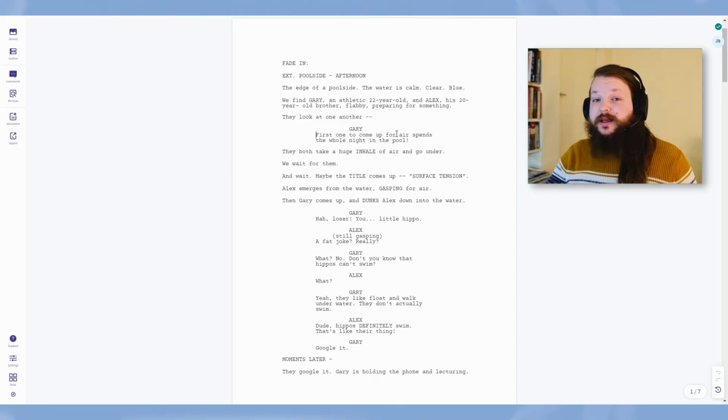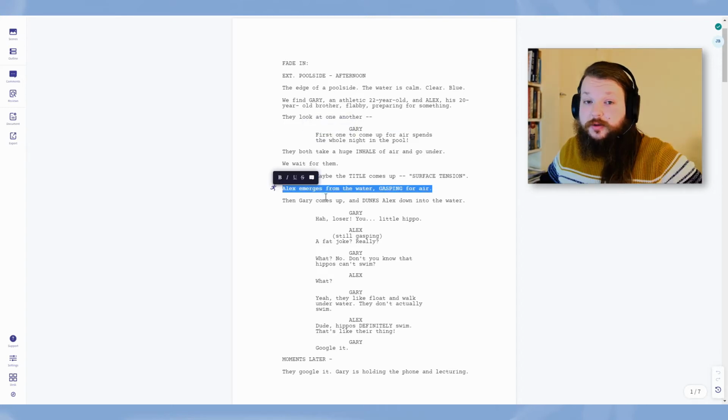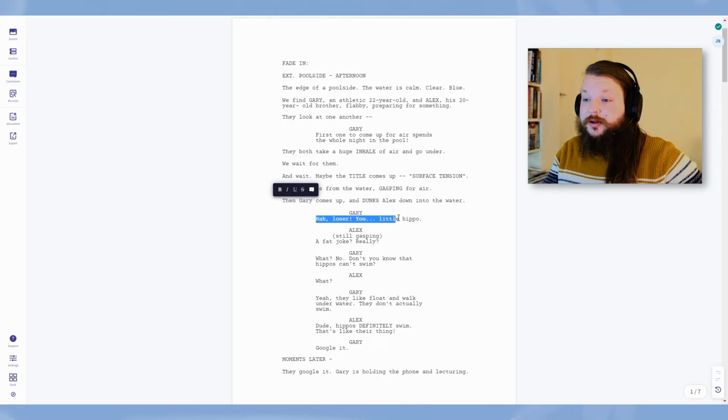Okay, so proposition for Surface Tension. We start off with two brothers. We establish the sibling rivalry that they have, and they hold a breath-holding competition, and our main character loses this competition. This is also where we establish Alex's flaw. He enters the breath-holding competition too cocky, and when he loses, it damages his pride, what we're going to be dealing with in this film.